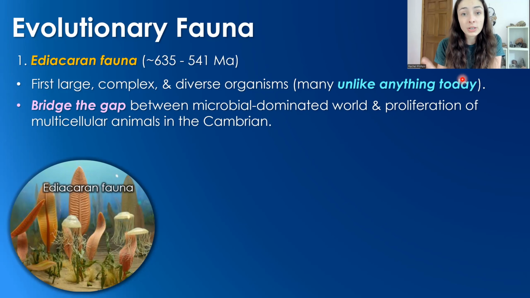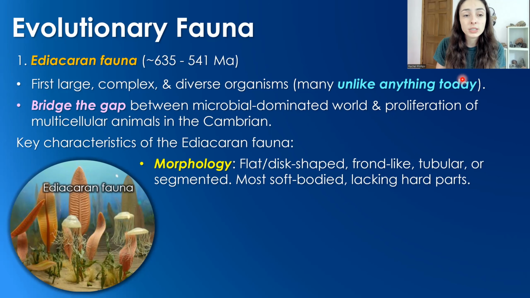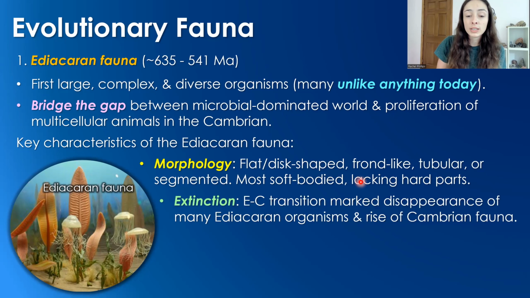And these Ediacaran fauna bridge the gap between the microbially dominated world throughout the entire Precambrian and the post-Cambrian, Phanerozoic eon world, where we had the proliferation of multicellular organisms and large complex animals from the Ediacaran and Cambrian onward. And in terms of distinctive characteristics of this Ediacaran fauna type, like I mentioned, most were soft-bodied. They did not have hard parts like skeletons or shells, which came in the Cambrian. And during the Ediacaran-Cambrian transition, this marked the disappearance of many Ediacaran fauna and the rise of Cambrian fauna.